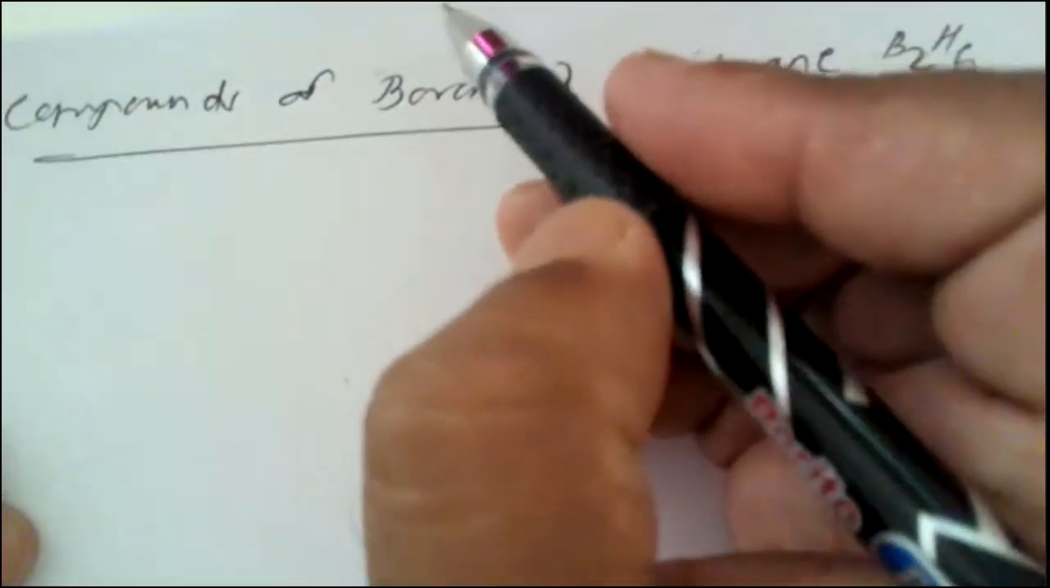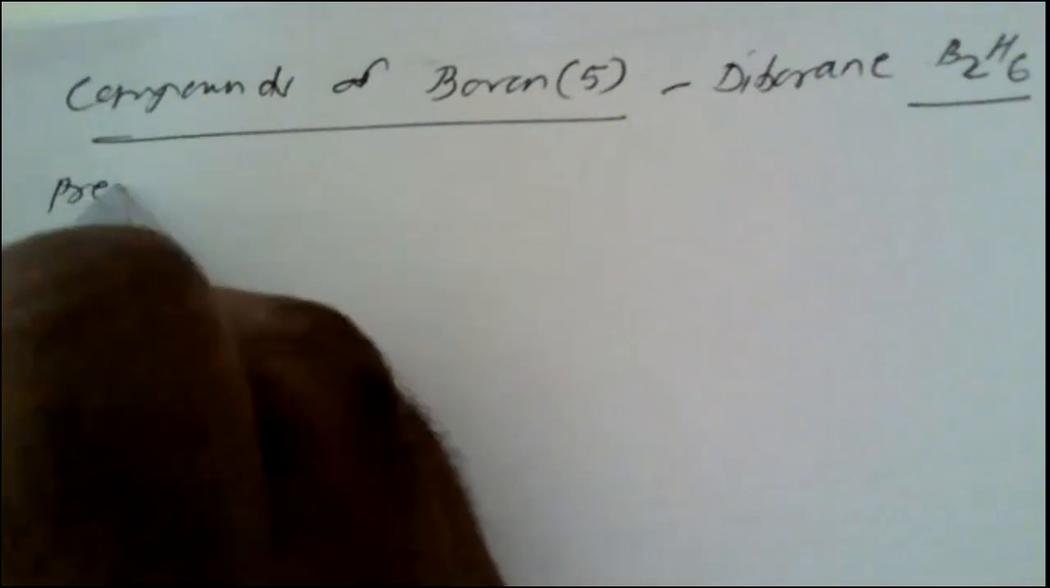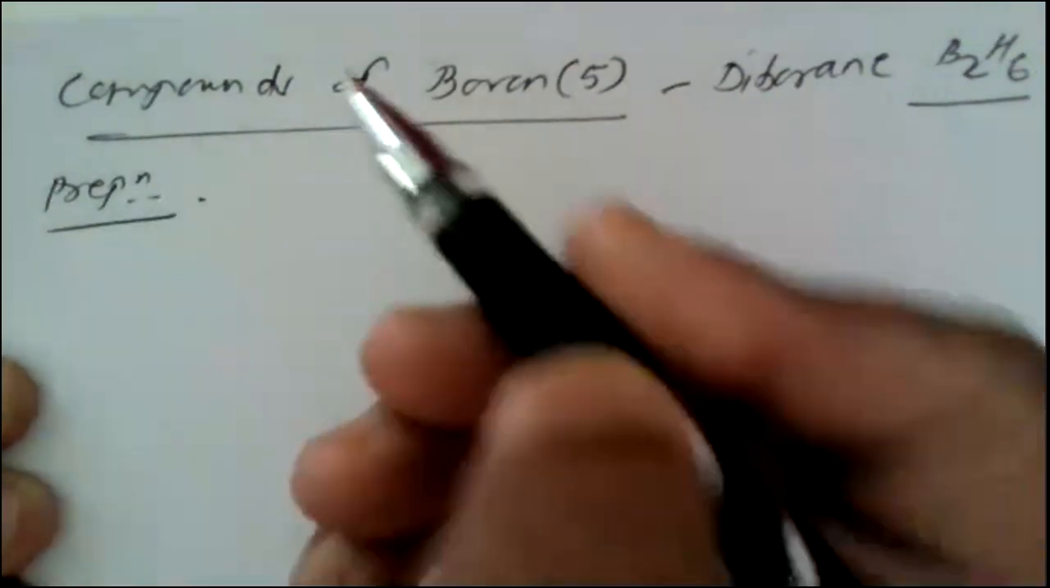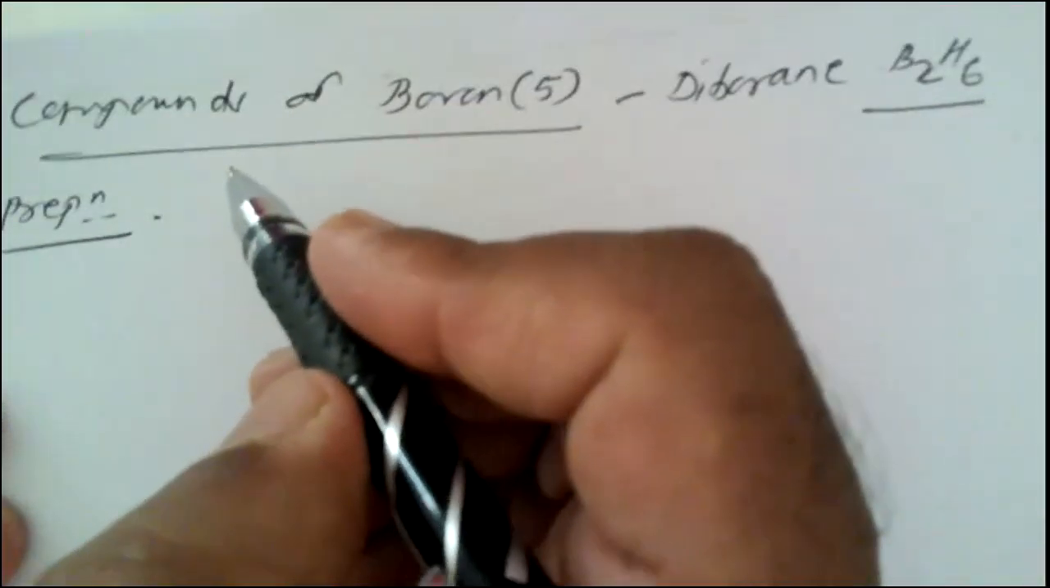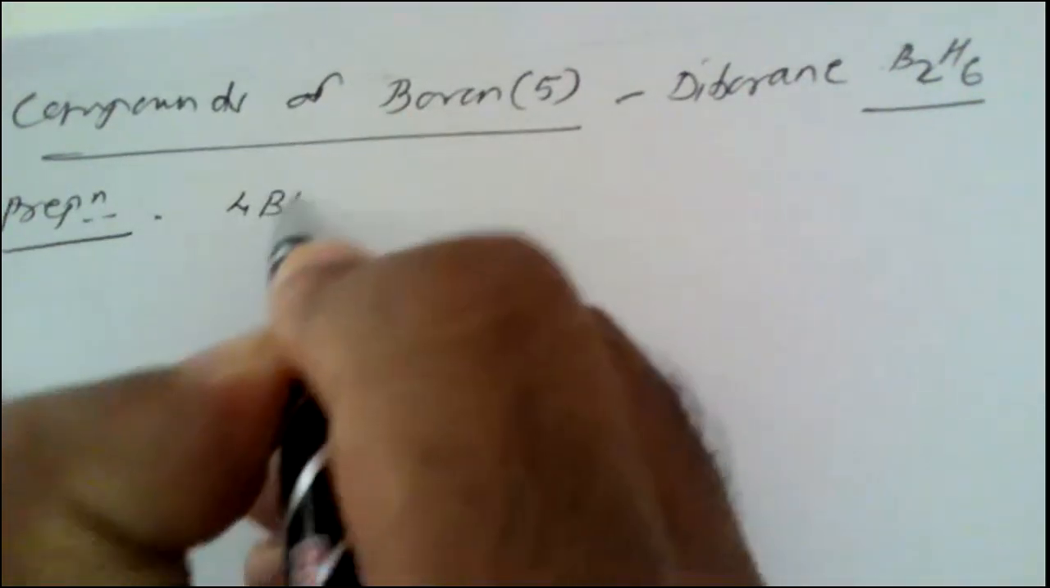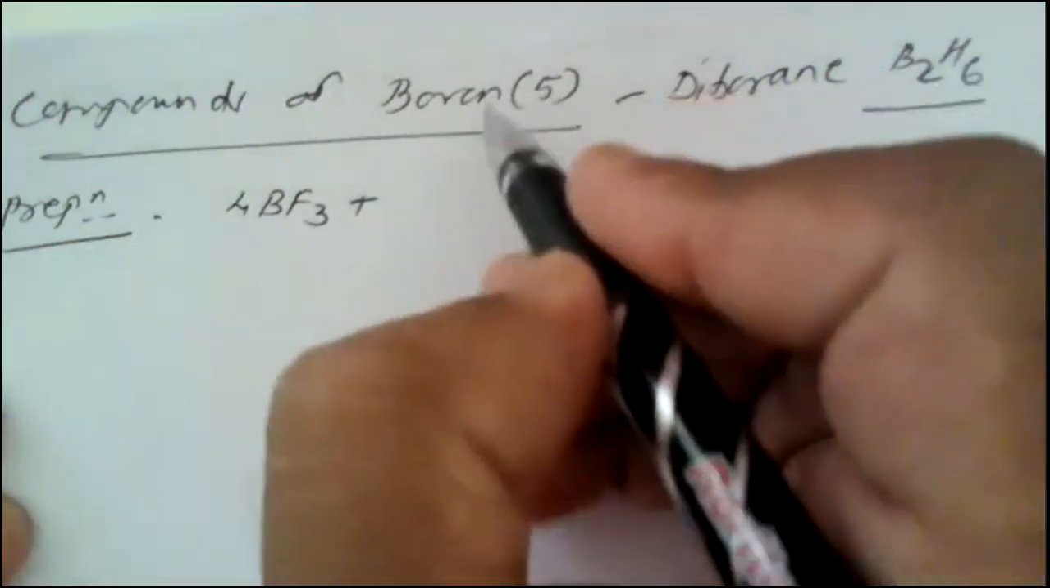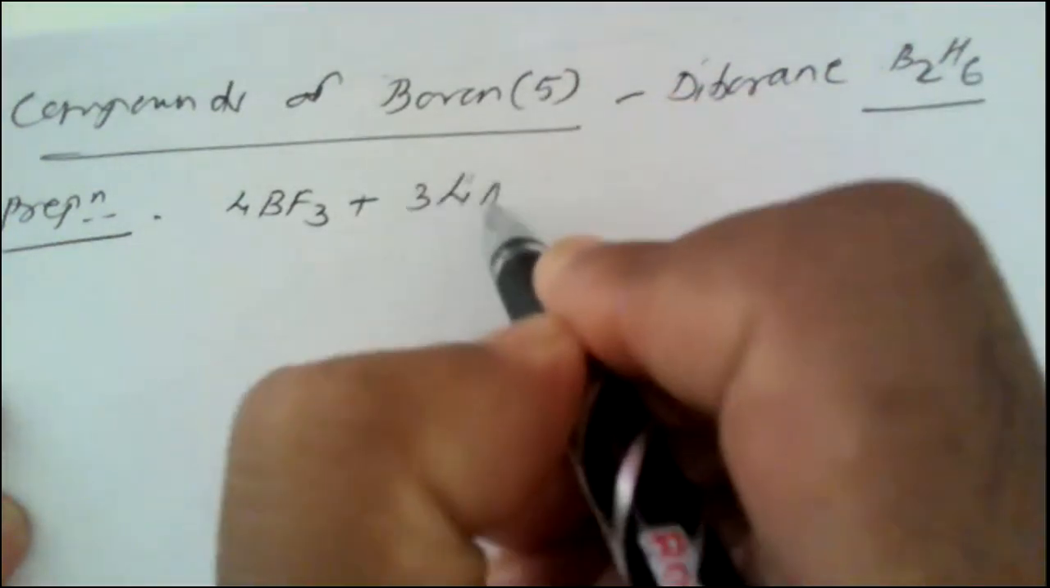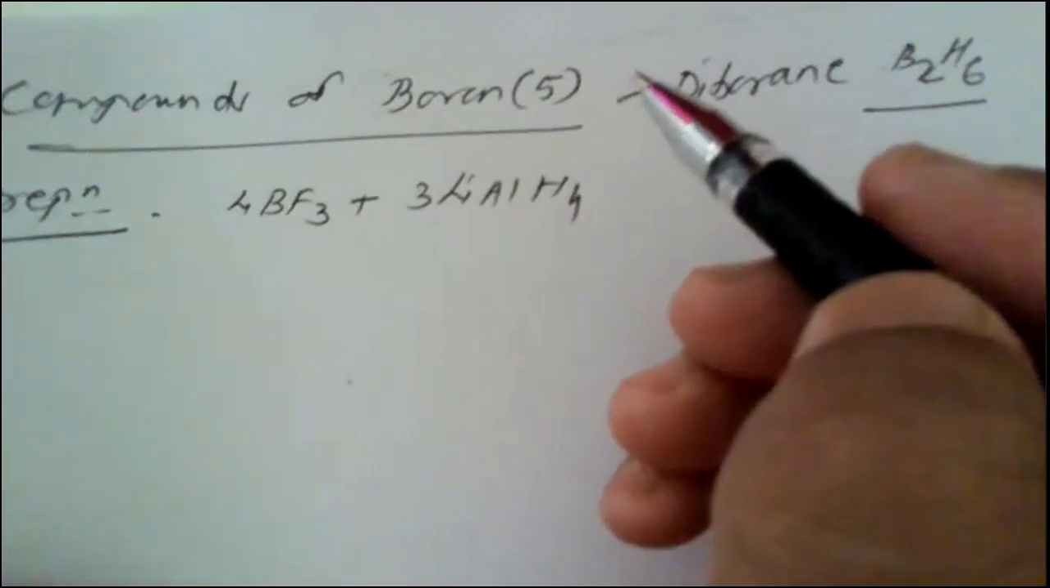But before the structure, first of all, we should see the preparation of this diborane. How diborane is prepared on laboratory scale. It can be prepared by heating boron trifluoride with lithium aluminum hydride.